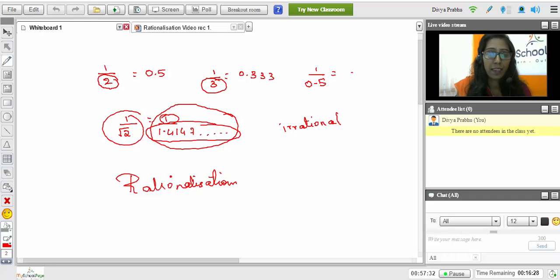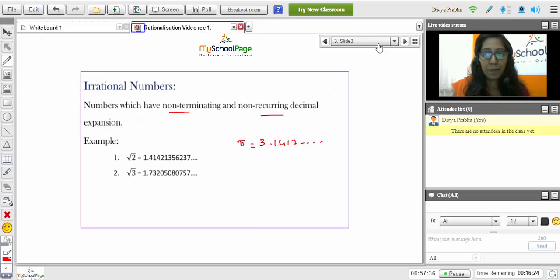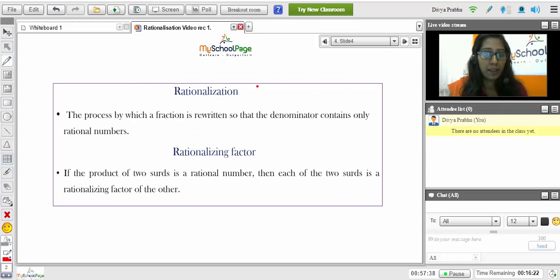Now let's see what rationalization is. It is the process by which a fraction is rewritten so that the denominator contains only rational numbers. As I said, division can happen easily only when you have rational numbers in the denominator. So what will we do? We will rationalize it. For that, we need something called a rationalizing factor. What is a rationalizing factor?